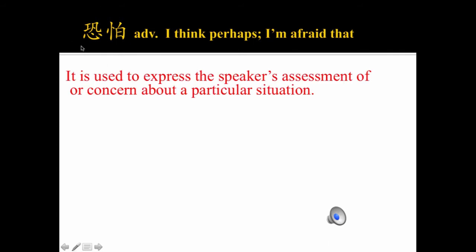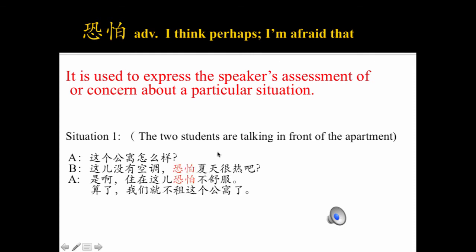It is used to express the speaker's assessment of or concern about a particular situation. And if you use 恐怕 in a sentence, the tone of the sentence tends to be indirect and polite. For example, let's listen to the first example. Two students are seeing an apartment. Conversation 1. Two students seeing an apartment.